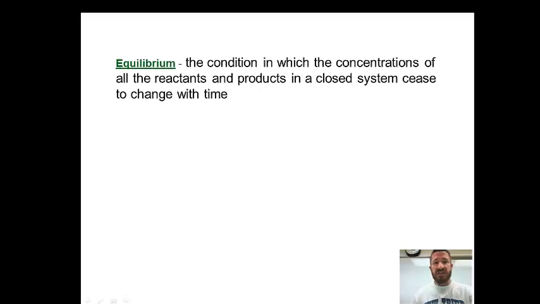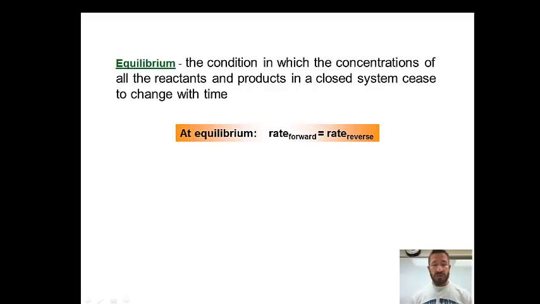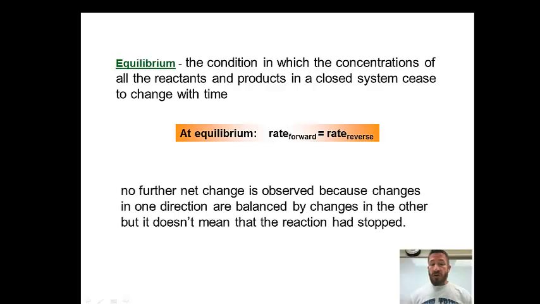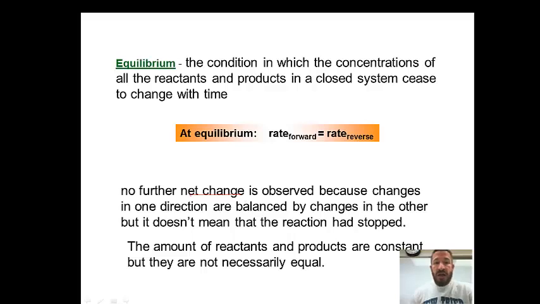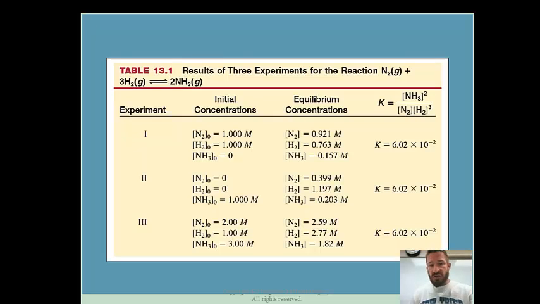Now, what else would this equal? So let's define equilibrium. Equilibrium is a condition in which the concentrations of all the reactants and the products in a closed system cease to change with time. So at equilibrium, the rate of the forward is equal to the rate of the reverse. Now, notice at equilibrium, there's no further net change that can be observed because the changes in one direction are balanced out by changes you see in the other direction. So the reaction is not really stopped, even though we don't see a change. Now, the other thing is the amounts of the reactants and products are constant. They're not necessarily equal.